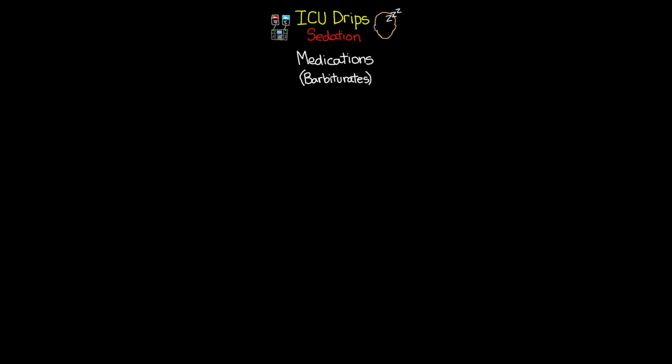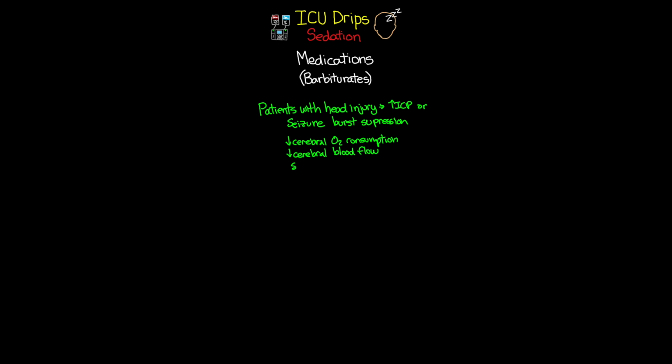And that's going to be because we typically reserve the use of our barbiturates for patients who have had a head injury and subsequently developed high ICPs, or for seizure burst suppression. And these medications can be quite effective in helping to lower a patient's ICPs or helping to really control that seizure activity, especially in patients in status. Now, these medications are going to end up decreasing our cerebral oxygen consumption, as well as decreasing the cerebral blood flow, and it may also scavenge free oxygen radicals.